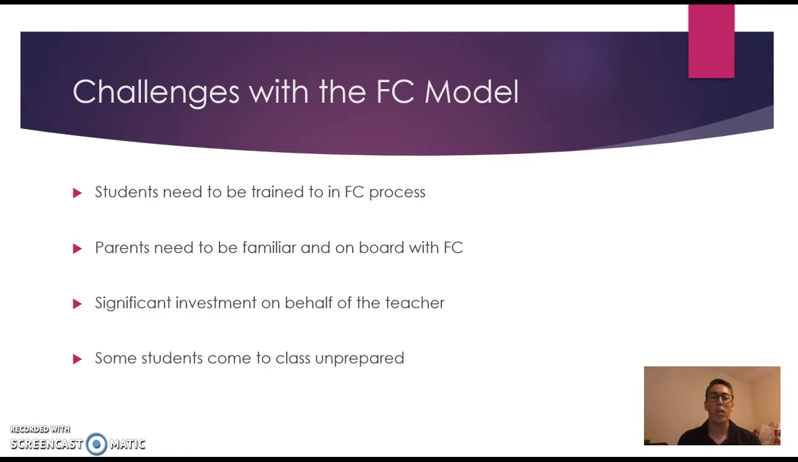This also requires significant investment on behalf of the teacher, so you're the one who is really going to put together these modules. You're the one who's going to be creating the quizzes, the discussion board questions. You'll be putting together the videos, and so that requires significant time and investment from the teacher. So before we say, hey, flipped classroom model is the best, we have to understand that it does take a lot of work. And also some students are going to come to class unprepared, right?